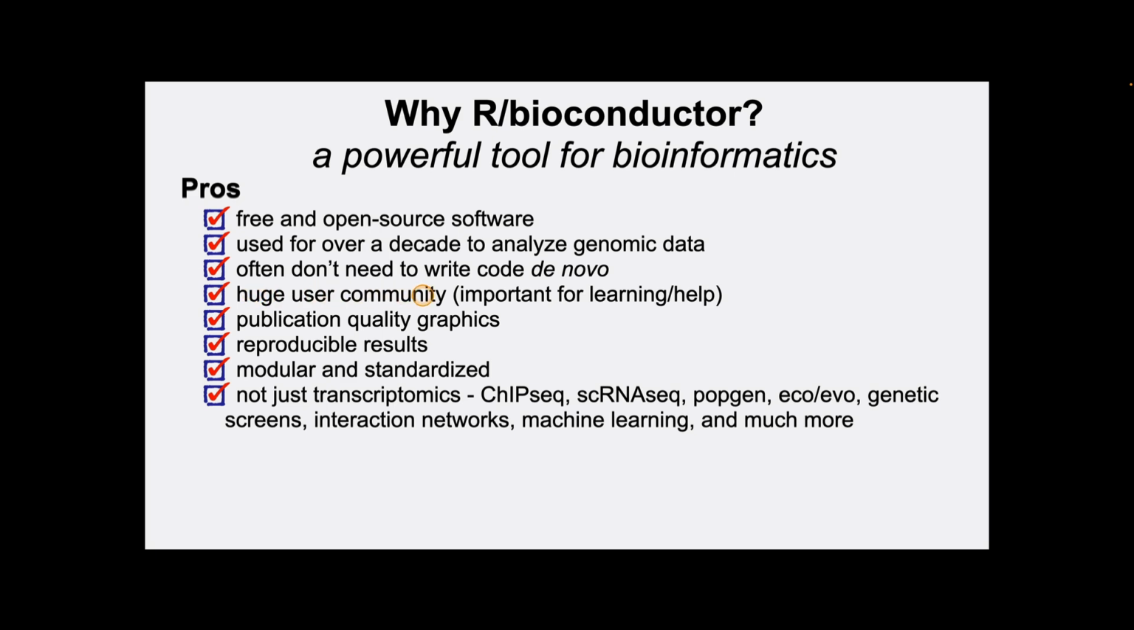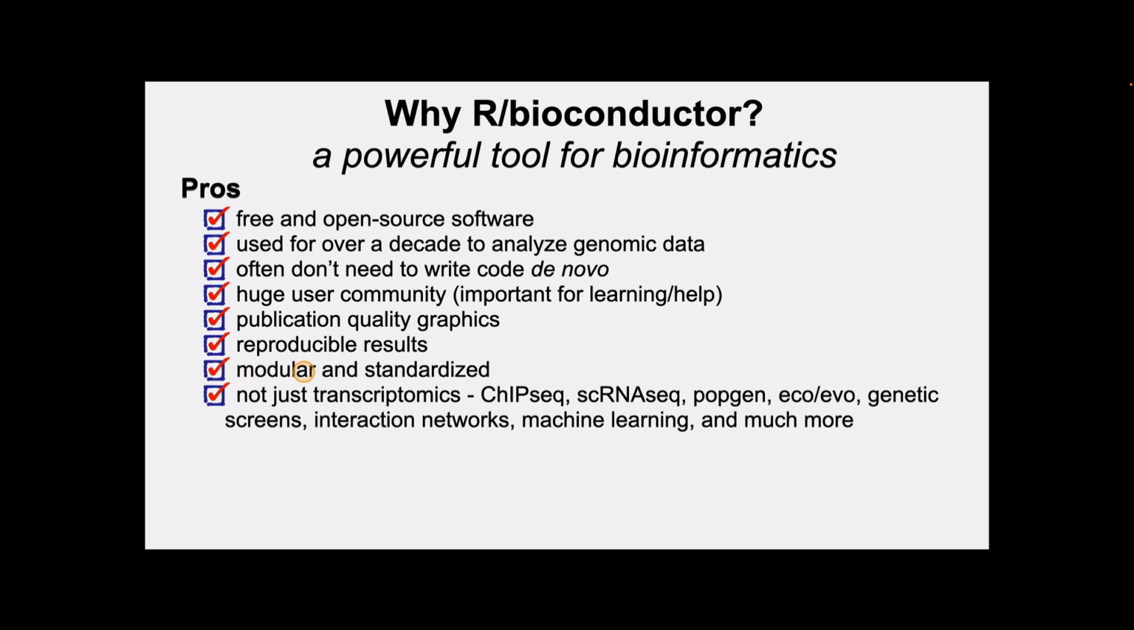There's also a huge user community for R, which is so important for continuing learning and also when you need troubleshooting because you've run into some issues. R produces publication quality graphics, so you don't need to take a plot produced by R and then spend hours making it look good in Illustrator or Photoshop. The results you get with R are reproducible, and we have a whole lecture devoted to reproducibility. It's a really important topic in bioinformatics, so we'll talk a lot about this topic later in the course.